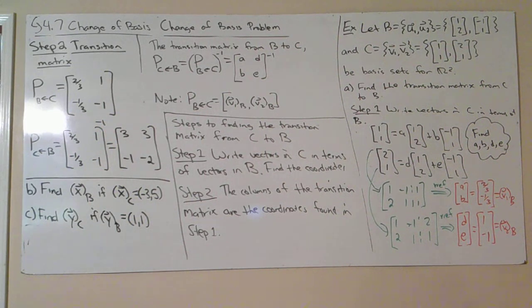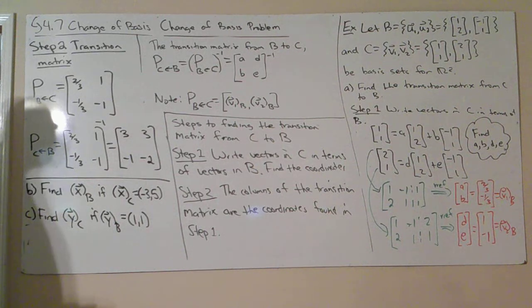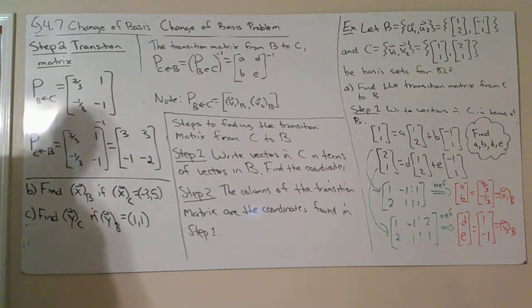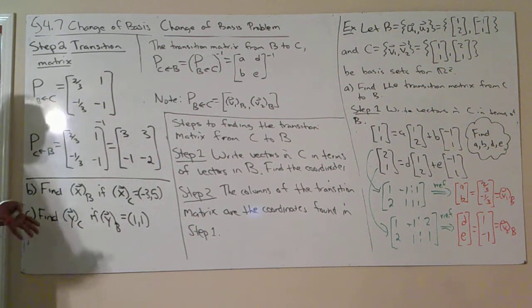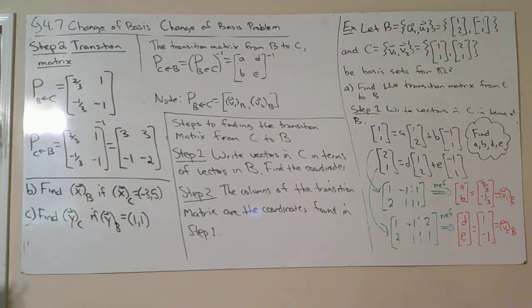Okay. So essentially, I know what the coordinates of the vector X is in terms of C, but I have no idea what the coordinates of the vector X are in terms of B, right? So I want to be able to figure that out. And here, I know what the coordinates of Y are in terms of B, but I don't know what they are in terms of C, and that's what I want to be able to find here. So that's what I want to do.